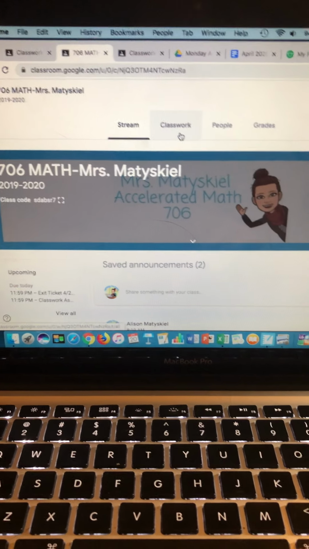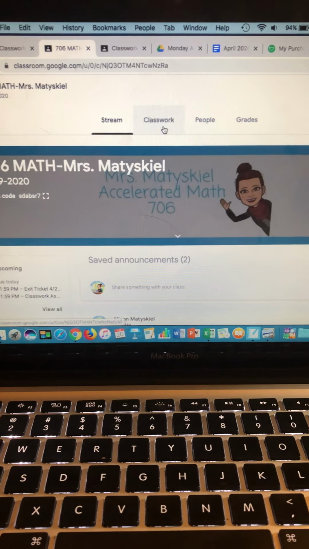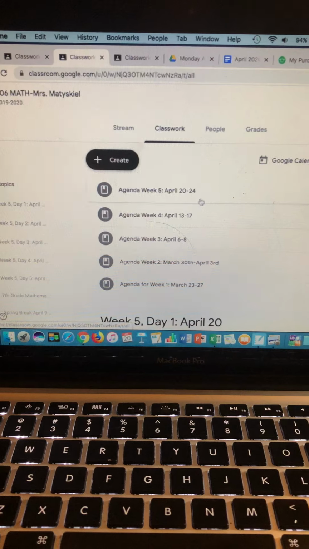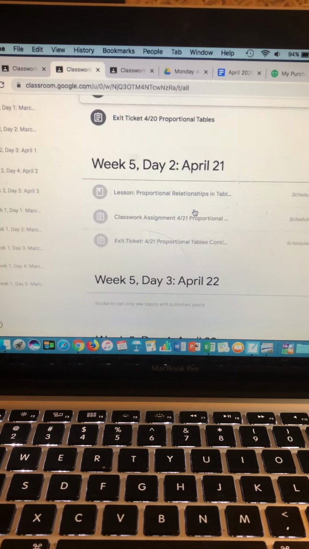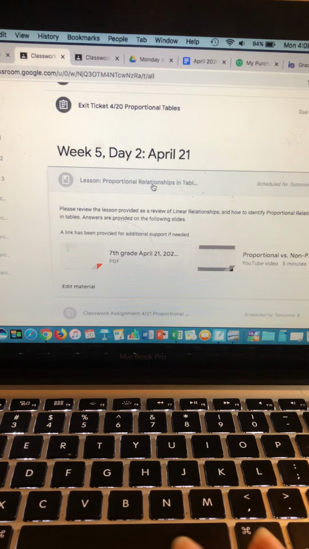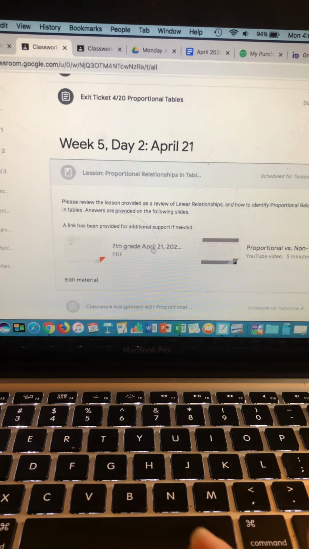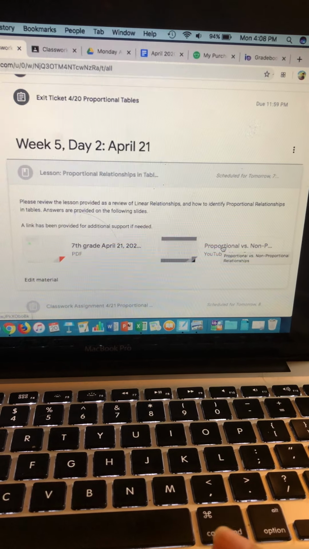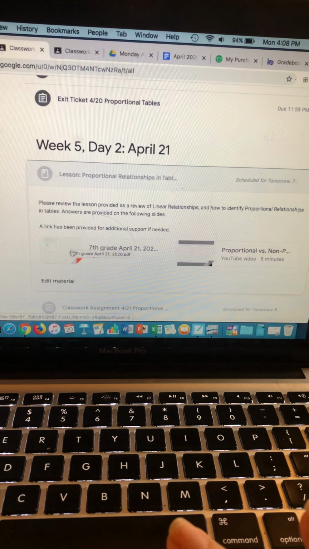I'm going to show you briefly what you're responsible for today. So I'm going to click on your classwork tab, go down to day 2, and click on the lesson. You'll notice today that you again have the lesson as the PDF, and then you also have an optional link for support over here if needed. Okay, so I'm going to click on the lesson.